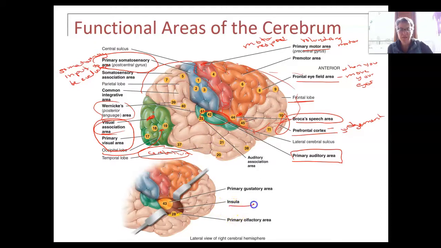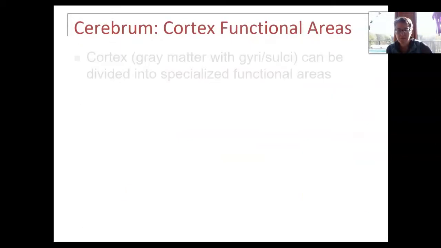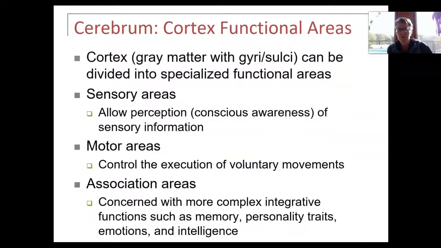Deep to the temporal lobe is where I have taste. And then smell. Where is smell? Smell is right here, on the insula or the temporal lobe. I think it's on the temporal lobe. We'll see. Let's keep moving along.